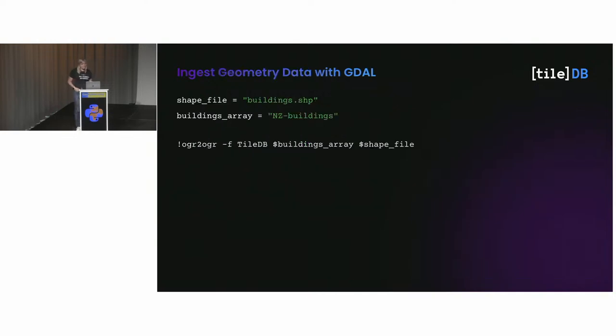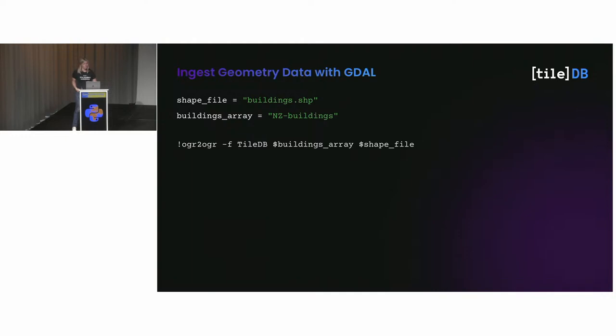Same, I can import a shapefile as well. I just say, this is my shapefile. In this case, these are just a small set of buildings from a larger New Zealand buildings dataset, which is a great open source dataset. So I have a shapefile. I'm telling it to write me an array. And I use OGR2OGR to do that. And I say, OK, write it to a TileDB array. And that's it, done. So now I've got data.